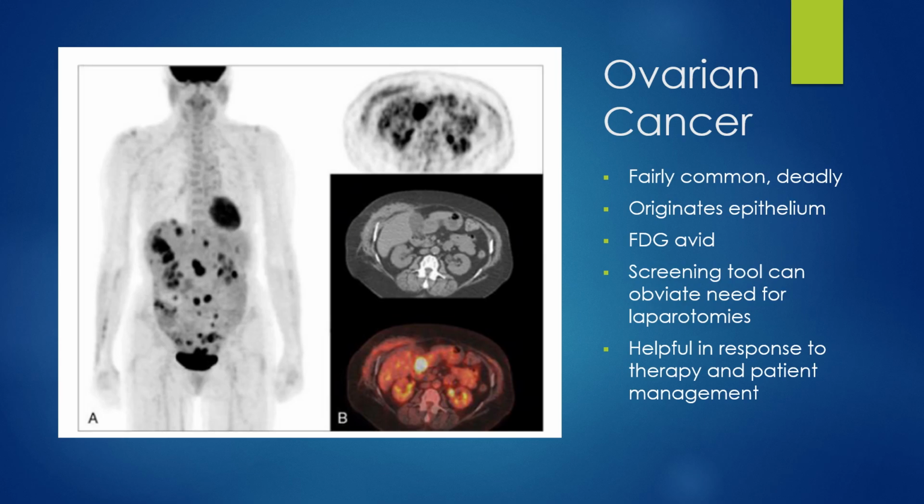And then B is a different patient. B is a patient that had recurrent ovarian cancer in the soft tissue in the pyloric region. So you see kind of near where the stomach would be. You see that hot spot there. Ovarian cancer is fairly common. Unfortunately, it's also very deadly. It originates in the epithelium and it's FDG avid. PET is used as a screening tool.